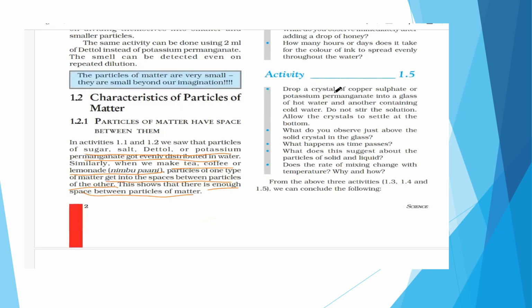Now drop a crystal of copper sulfate or potassium permanganate into a glass of hot water and another containing cold water. So what will happen in hot water and cold water? You need to see the difference. Now allow the crystals to settle at the bottom. What do you observe about the solid crystals in the glass, and what happens as time passes? What does this suggest about the particles of solid and liquid? Does the rate of mixing change with the temperature? Why and how? So from the above three activities, we will come to a conclusion now.